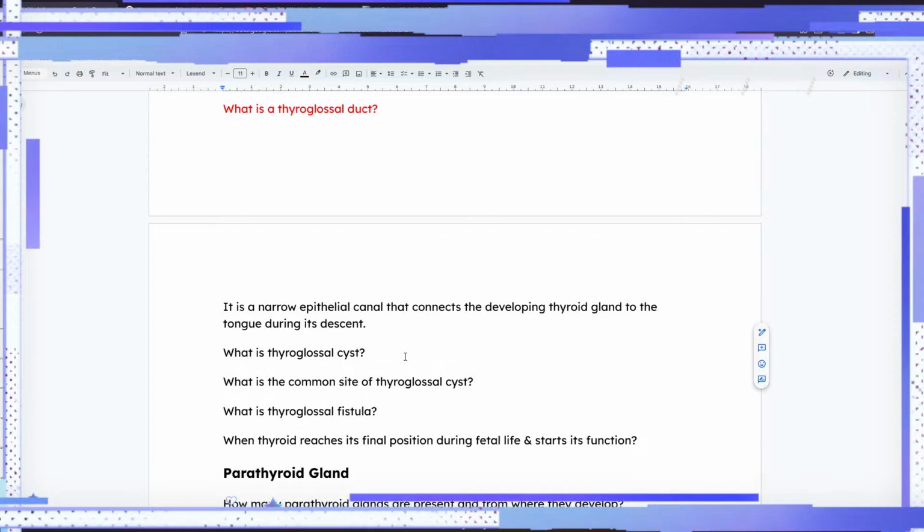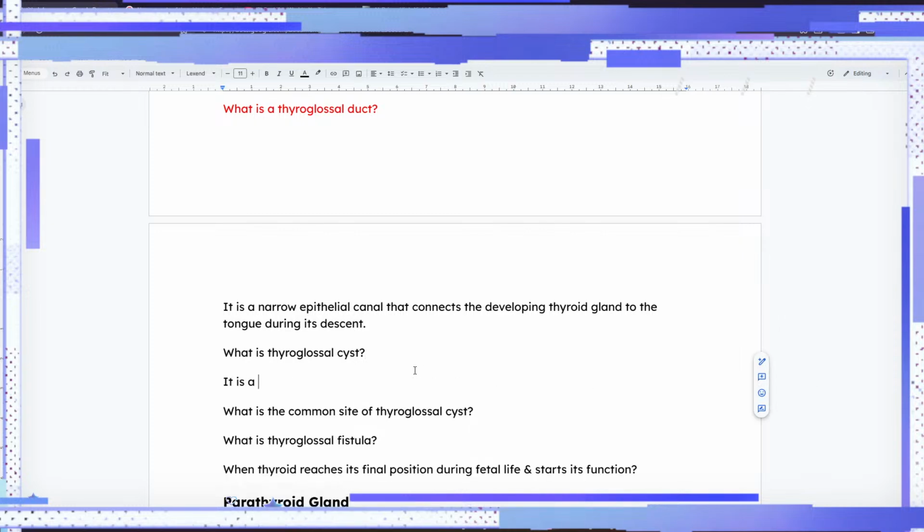What is a thyroglossal cyst? It is a cystic remnant of the thyroglossal duct persisting after thyroid migration. It's as simple as that.